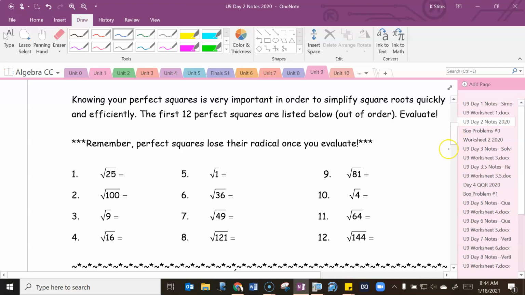What you want to go ahead and do is take a minute and pause this video and see if you can fill in these first 12 perfect squares. Go ahead and pause that video now and then click on back when you think you have your answers.